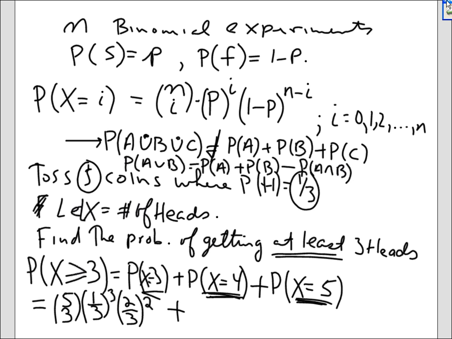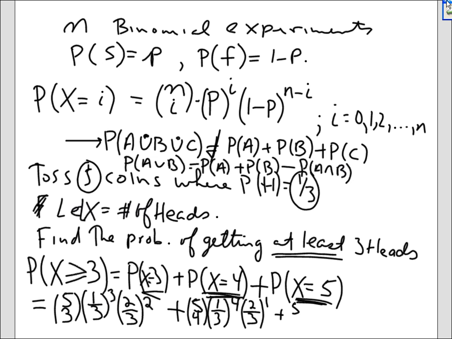Plus the probability that you get exactly 4 heads. So of the 5 slots, you want to pick 4 to put H's in and 1 to put a tail in. Well, the probability of getting a head is 1/3, and you want it 4 times. The probability of not getting a head, that is the probability of getting a tail, is 2/3. If you got 4 heads out of 5, you must have gotten 1 tail.